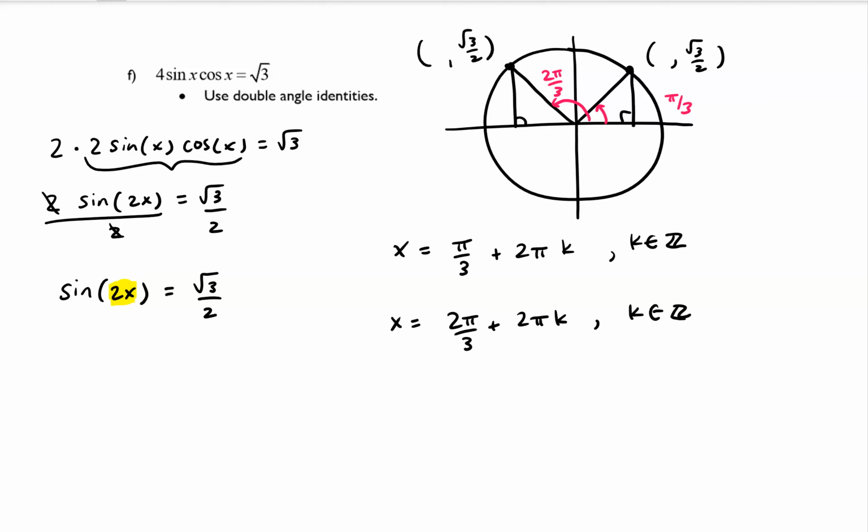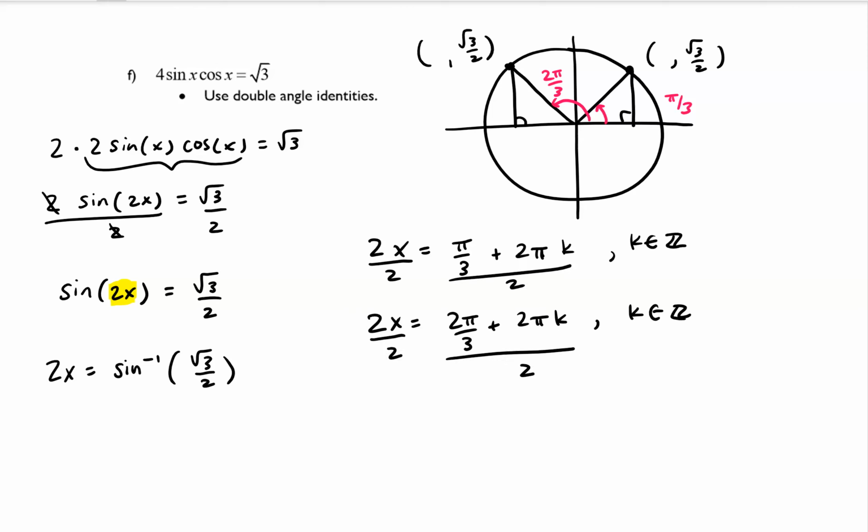However, what we did was we found that 2x was equal to sine inverse of root 3 over 2. And so now we have that 2x is equal to both of these things. So things are going to be a little bit different in that I need to solve these for x. And so I have to divide both sides by 2. So what does that end up looking like? Well, on the left-hand side of both of these equations, the 2's will divide out. And what is that going to leave us with as far as a final solution?